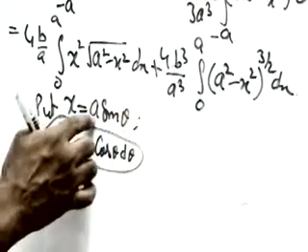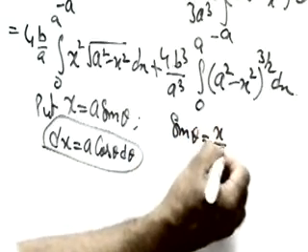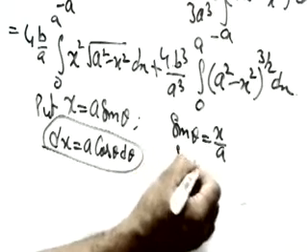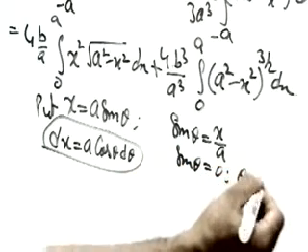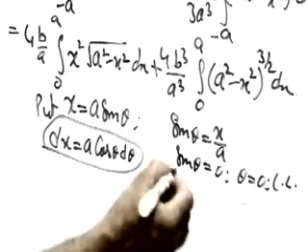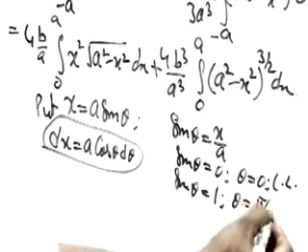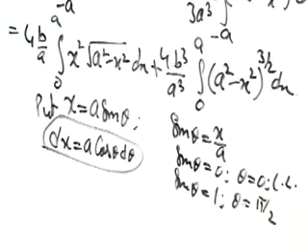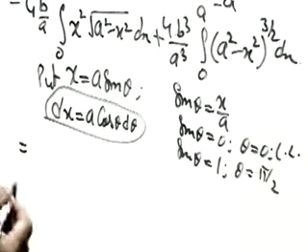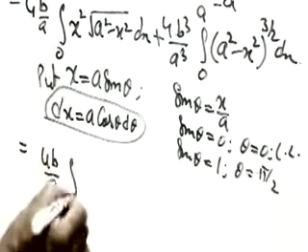First thing. Second thing is we change the limits. Bring this a here, so sine theta equals x by a. If you put x equals 0, sine theta will be 0, which means the lower limit theta equals 0. If you put x equals a, sine theta is a by a, which is 1, so theta equals pi by 2. So the limits are changed to 0 to pi by 2.